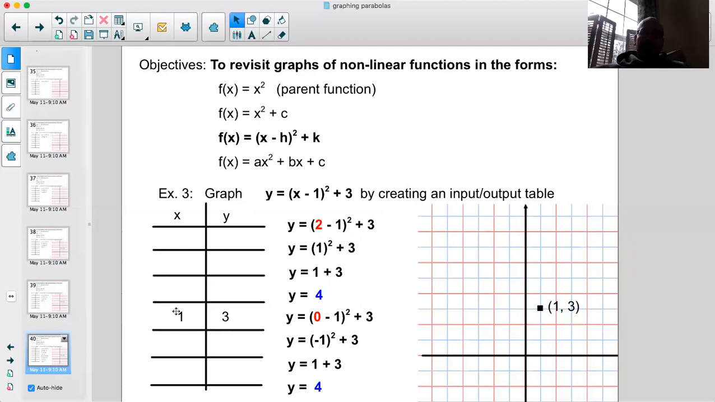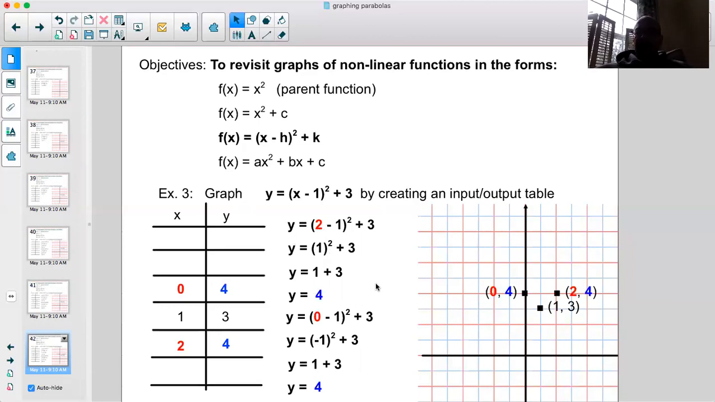Now, I want to point out that x equals 2 gives you a y value of 4, but also x equals 0 gets you a y value of 4. You get there 2 different ways because 2 minus 1 got you a positive 1, and 0 minus 1 got you a negative 1. But the squaring here gives you equal results. And that's that idea of symmetry. So I'm going to put both of those in the table.